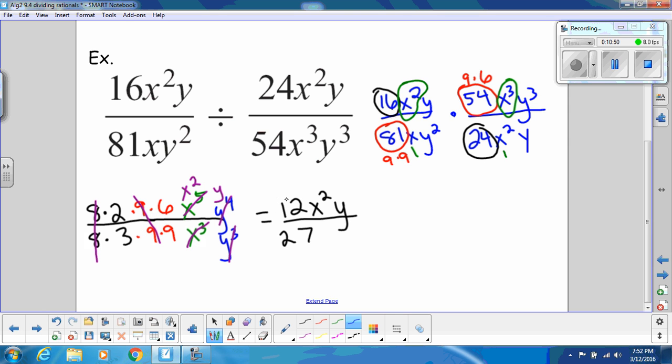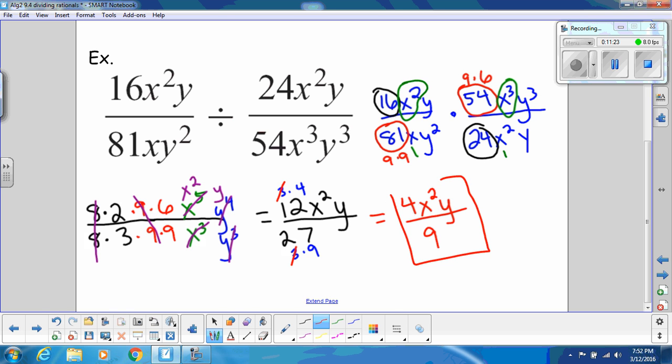So I know that 3 goes into both of those numbers. This is 3 times 4, and then this is 3 times 9. Okay, so I know that I could cancel out those 3's, right? So let's do that. Always reduce. So we had to reduce a little bit more. And then this time we come up with 4x squared y over 9. So do we have any variables left to cancel? No. And then do we have any numbers that can cancel with 4 and 9? No. So we know we are totally done.